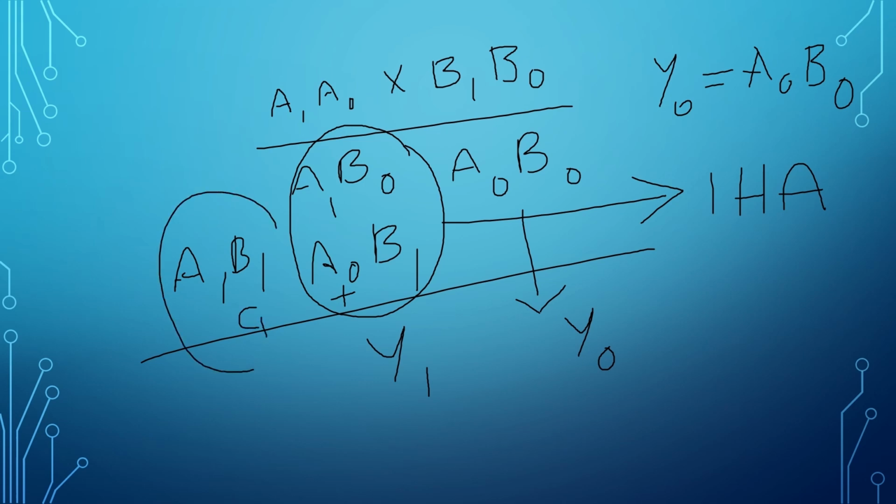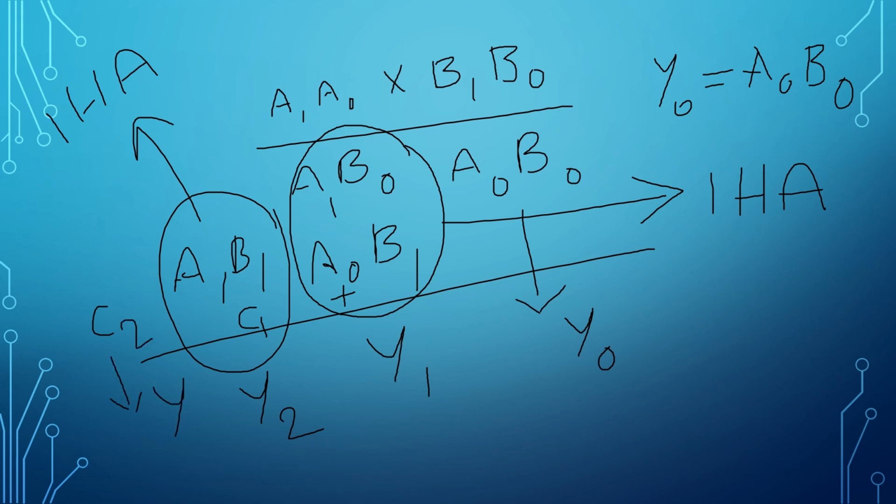Now, in the same way, it requires one half adder. So we get sum as Y2 and carry as C2. Now the C2 comes here and the final result is Y3, Y2, Y1, Y0. So this is how we perform multiplication in binary numbers.